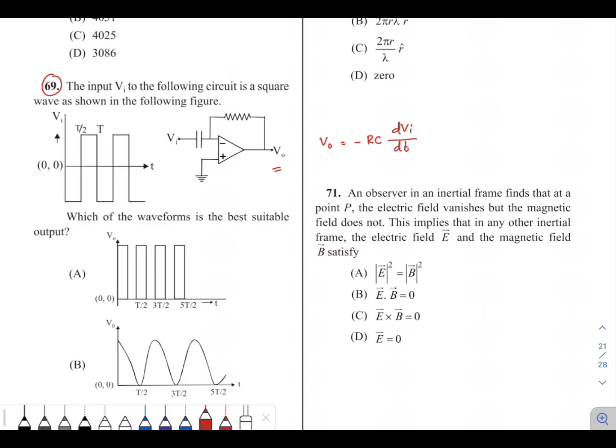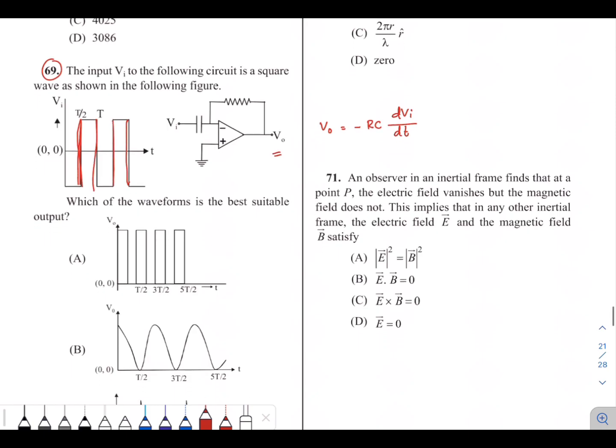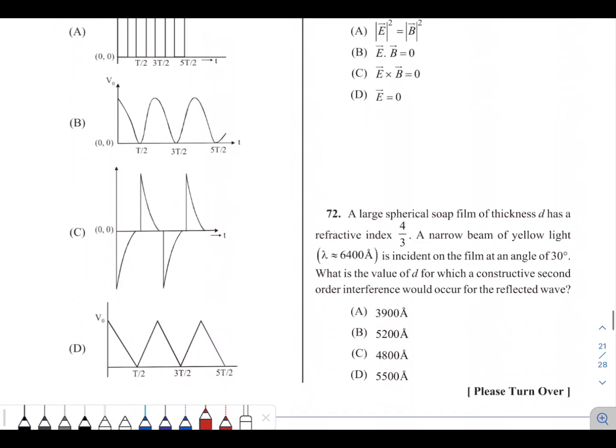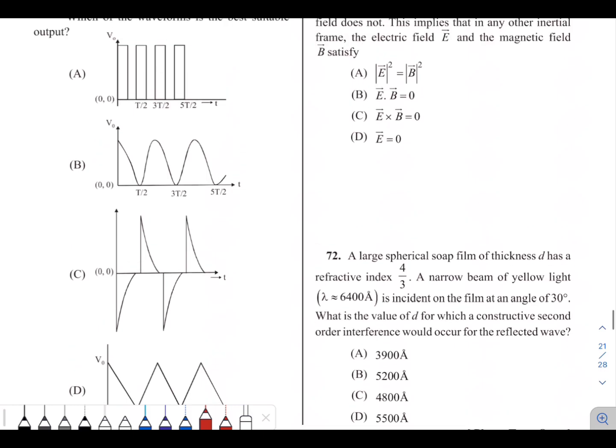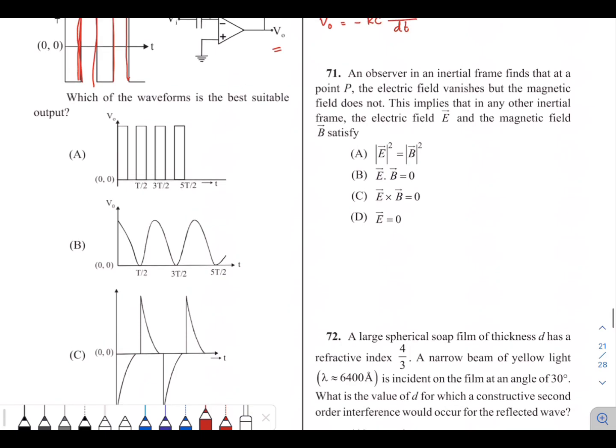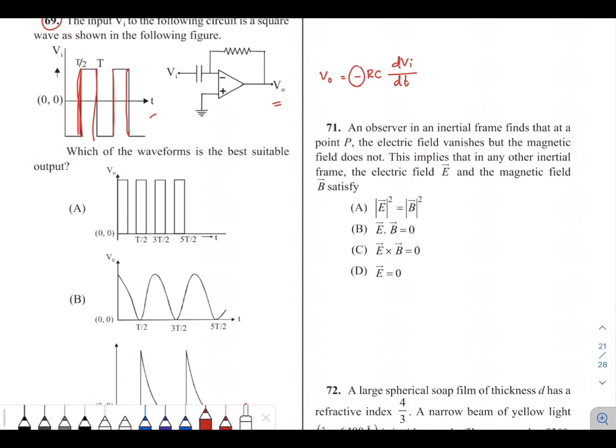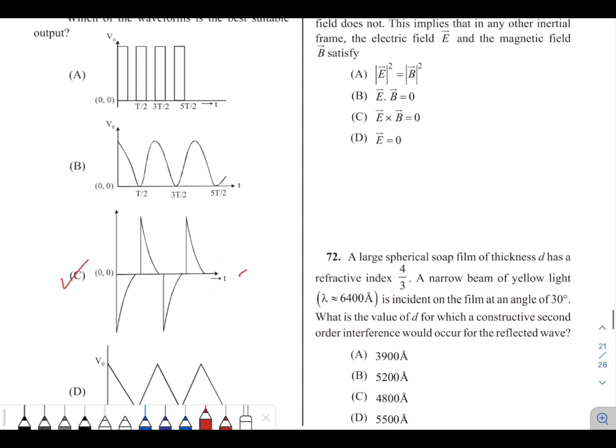So the input signal is a square wave. When you have this sudden change in the signal, you will observe a spike. So you will observe a spike here, here, here, as well as here. So option C is the one which has spikes, but I was expecting a phase difference between the input and the output signal due to this minus sign. Anyway, option C is the correct answer.